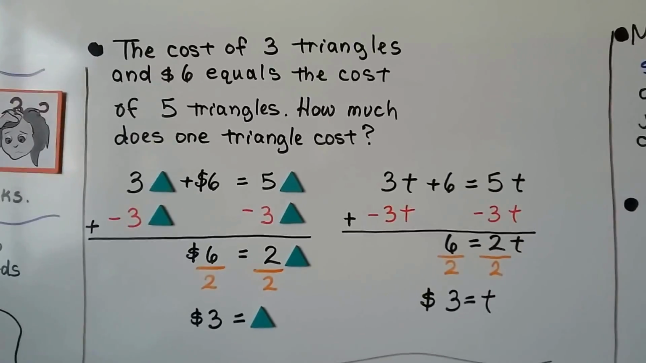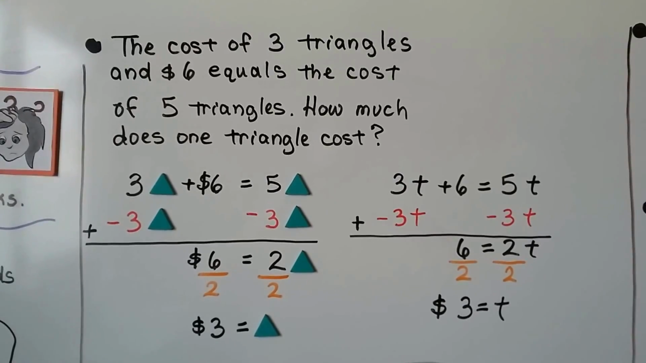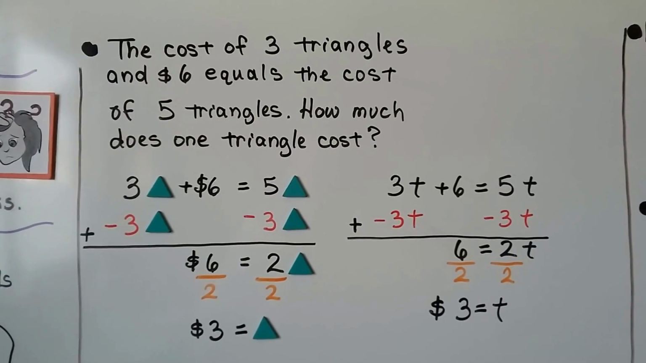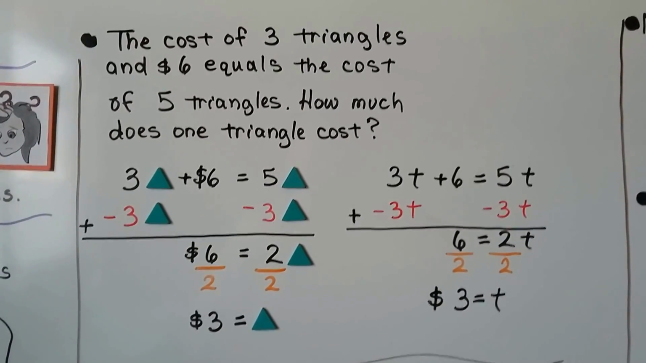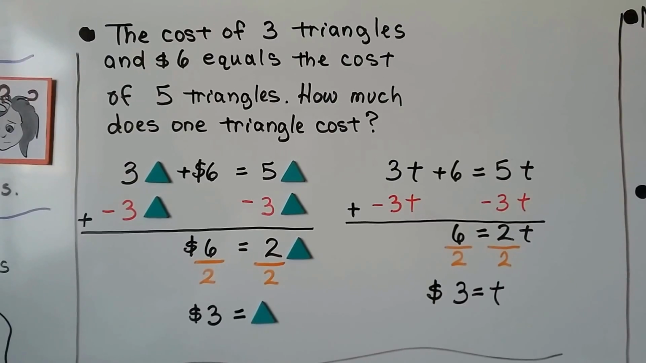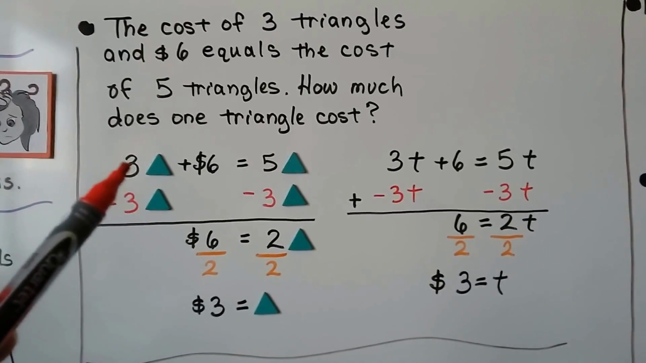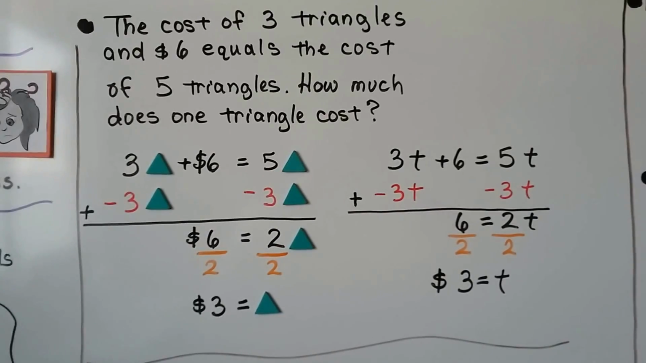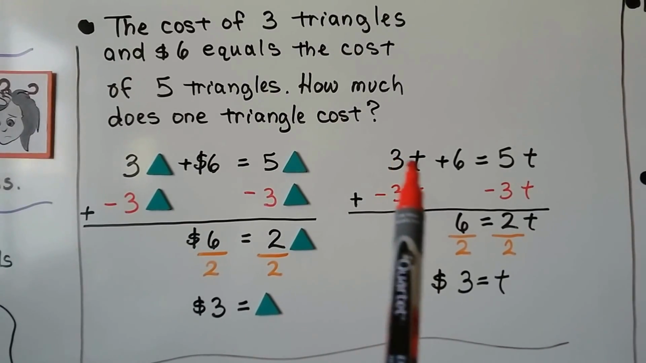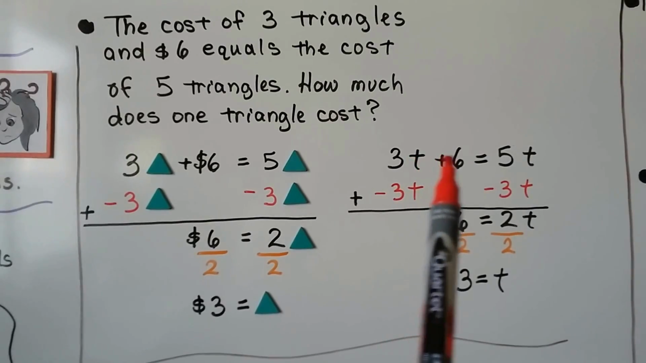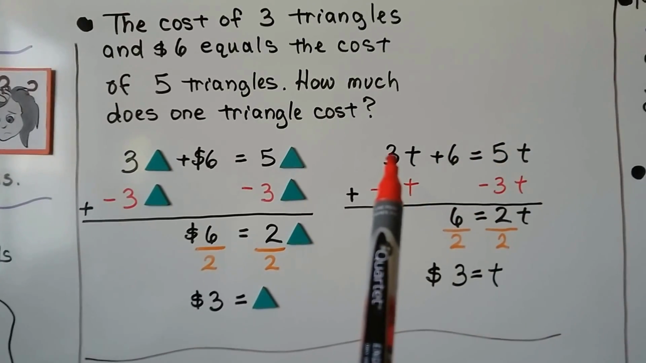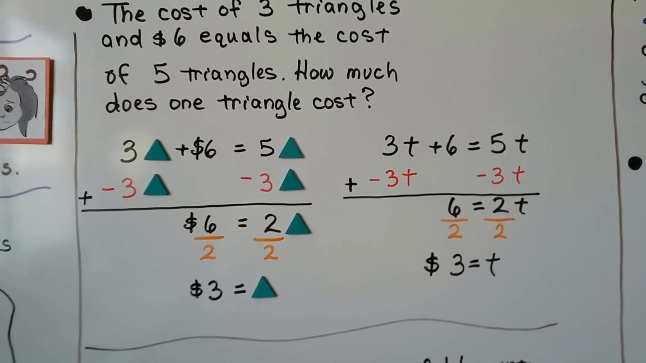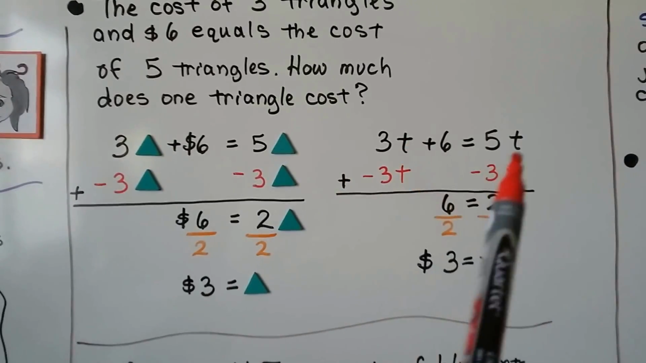So here we've got a problem, and I've written it a couple of different ways, just to give you an example of what the variable can do. It says the cost of 3 triangles and $6 equals the cost of 5 triangles. So we have 3 triangles plus $6 is going to equal 5 triangles. Well, it's basically the same thing as saying 3t, if we use t for triangles, plus 6 equals 5t. We could even say 3x plus 6 equals 5x. See? We just use that same variable, okay?